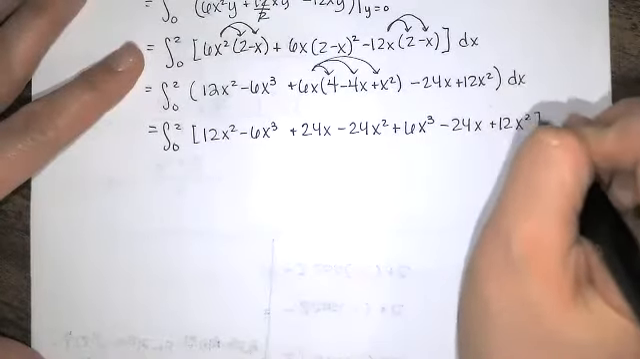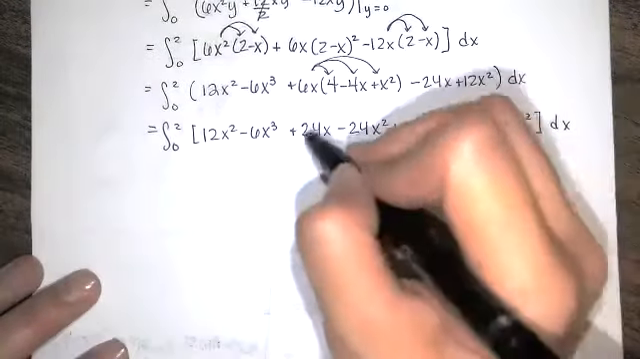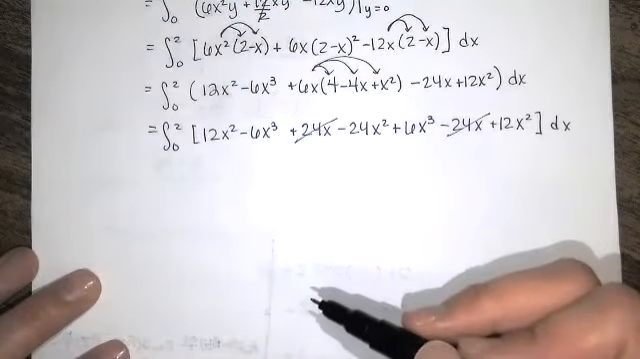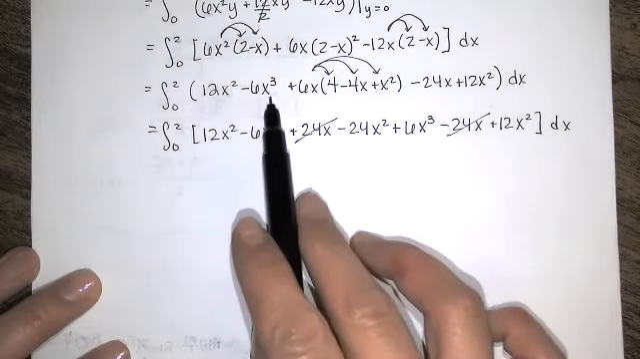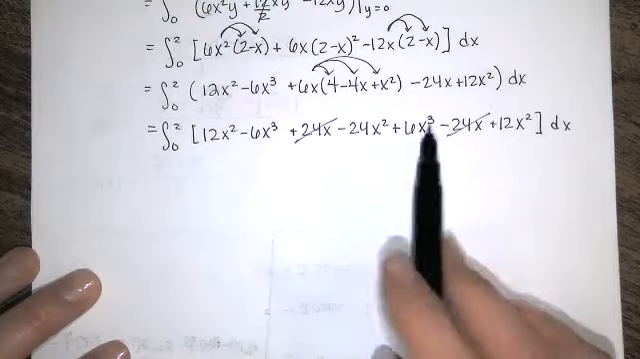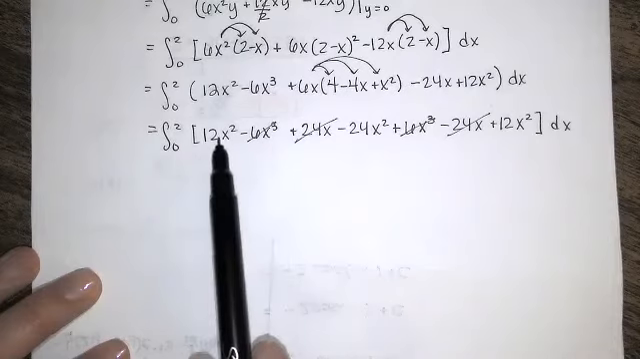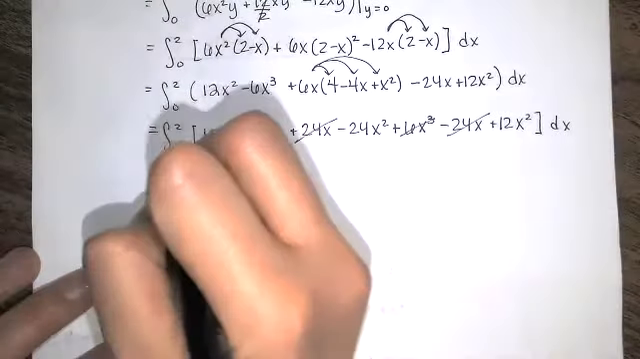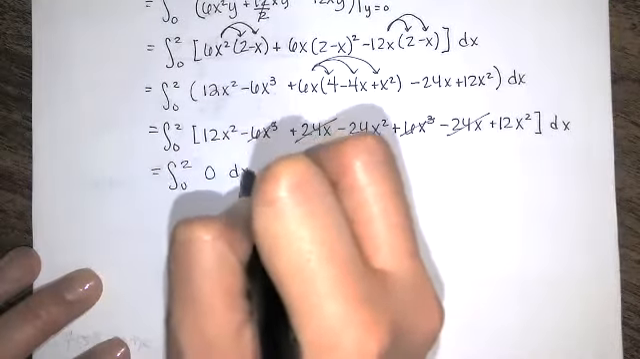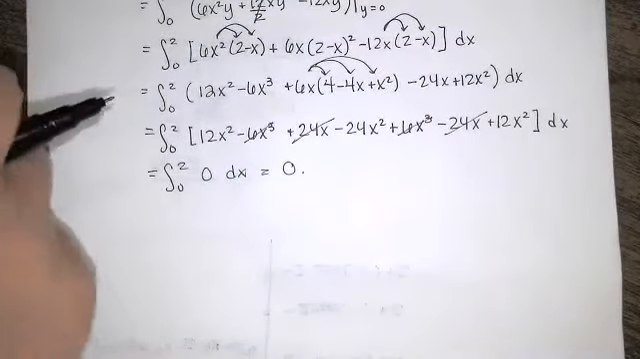And let's see if there are any like terms we get to simplify. That would be nice, wouldn't it? Oh, I've got a 24x and a minus 24x. That's nice. And I've got a negative 6x cubed and a positive 6x cubed. That's nice. And then I have a 12x squared and 12x squared and minus 24x squared. What? Are you kidding me? It's the integral of 0. It's 0. Okay. It so happens to be 0.